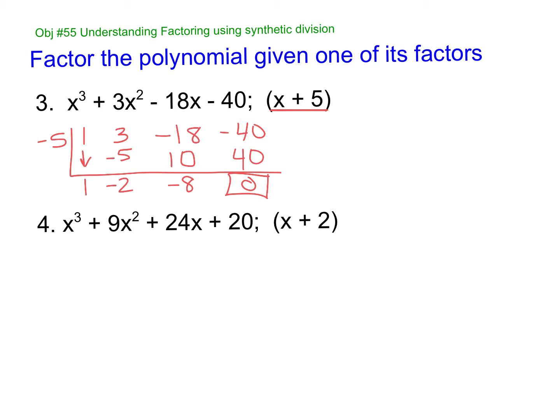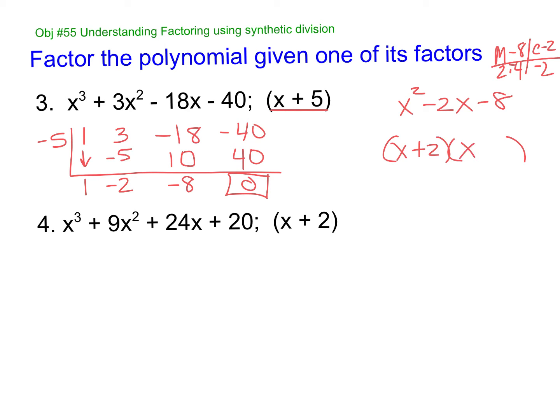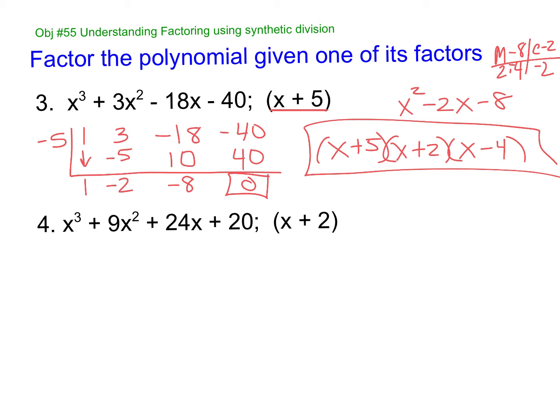So I do have a zero remainder. For all of these problems, we need a zero remainder. So what are we left with? X squared minus 2x minus 8, and now that is factorable. That's an MC chart. What multiplies to negative 8 combines to negative 2. 2 times 4, and the 4 is negative. So x plus 2, x minus 4, and we need one more thing. That x plus 5 that we divided by goes in front, because we're factoring. We're not just dividing. Right? If you multiply all that out, you would get that original trinomial, or polynomial.